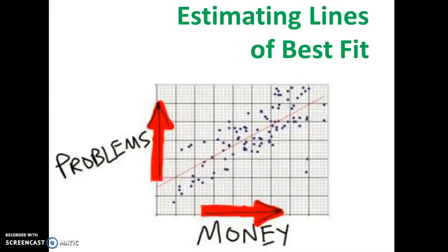To your lesson on estimating lines of best fit. Here's some scatter data, and through there you can see this little red line. That's called a line of best fit. It's the line that's as close as possible to all the data points. So it's a representation of the data in a linear fashion. Notice here, as money goes up, problems go up. Oh, that is so true, isn't it?